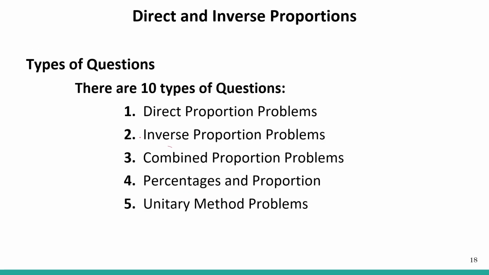So let's see what kind of questions are asked in various competitive exams regarding the topic direct and inverse proportion. There are basically 10 types of questions. The first type is direct proportion problems, and the second one is inverse proportion problems. We will also see the difference between these two, and we will see combined proportion problems, percentages and proportion, and unitary method problems.